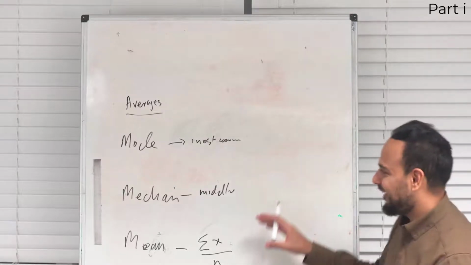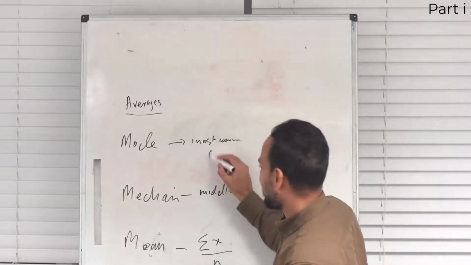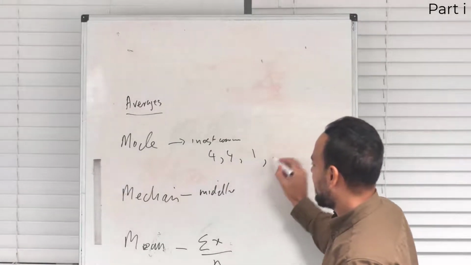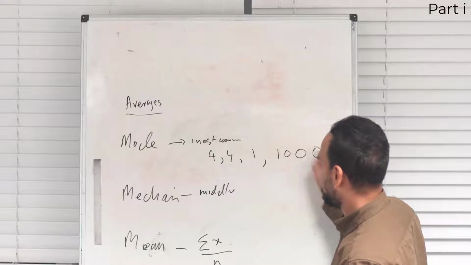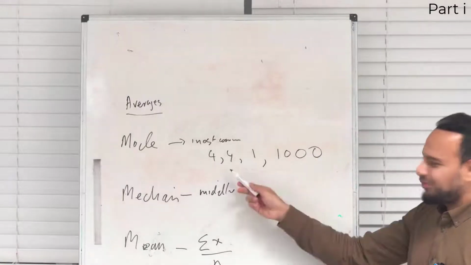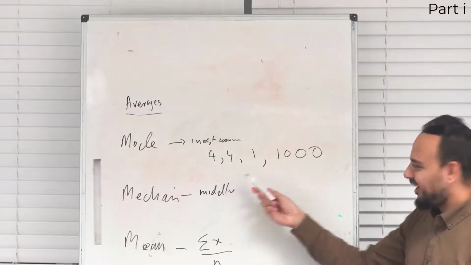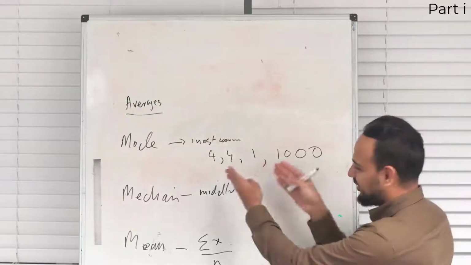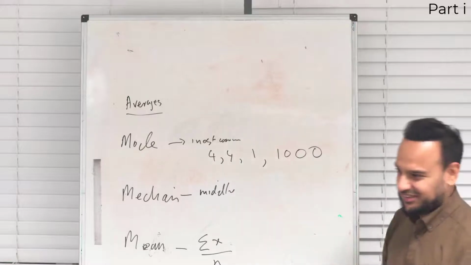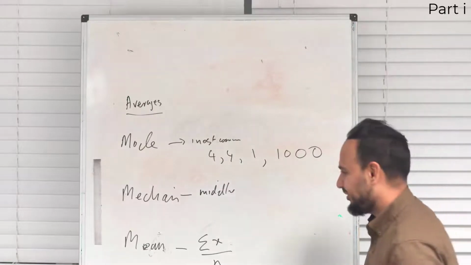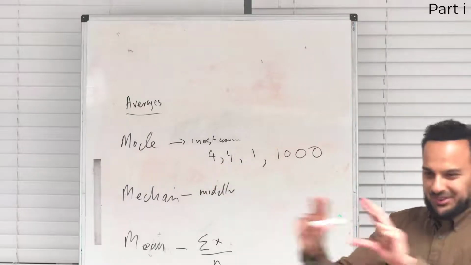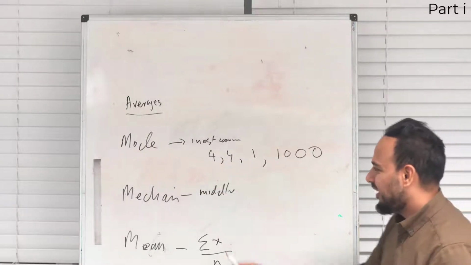So for example, let's say you have 4, and you have 1, and you have 1,000. The mode will be 4, because that's the most commonly occurring. But it's not really an average of these numbers because it's quite skewed towards 4. So that's one of the main disadvantages. But if you have a set that's quite similar, then you can use it.